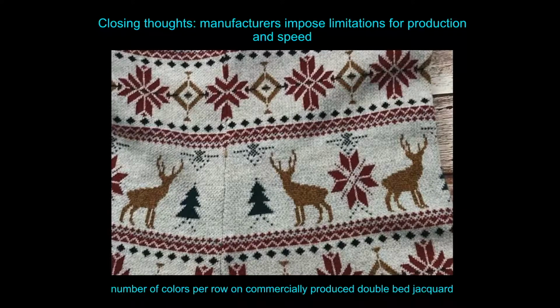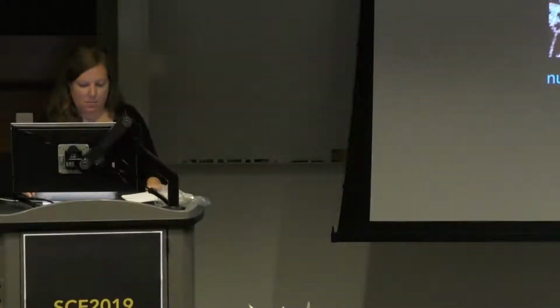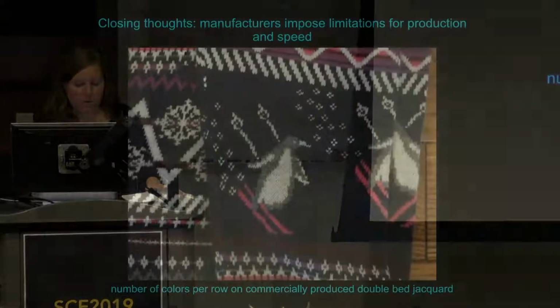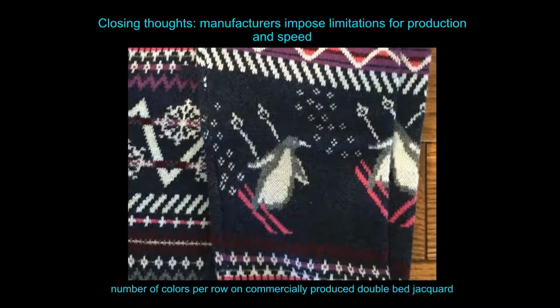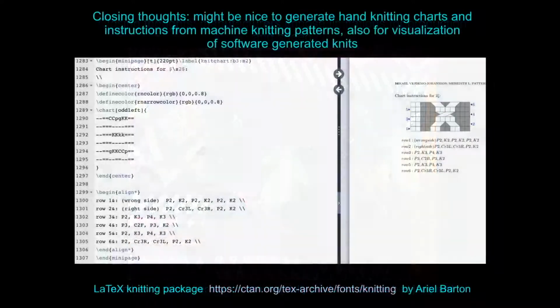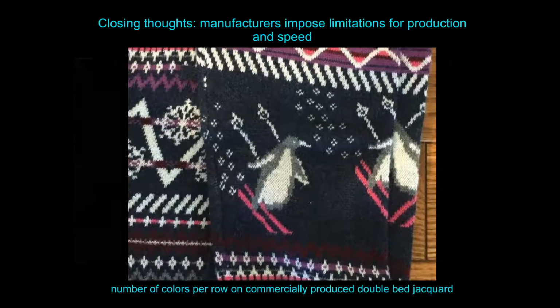So this is an unusual example that was produced. This is also 4 colors per row, so it's an unusual example. Could be that they had a 4-system machine, but they're not as common, so maybe.